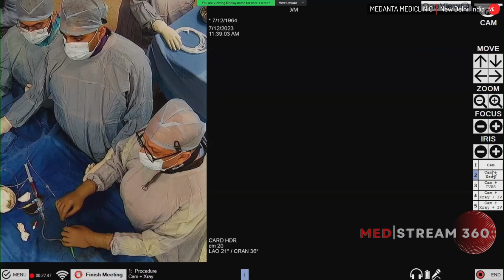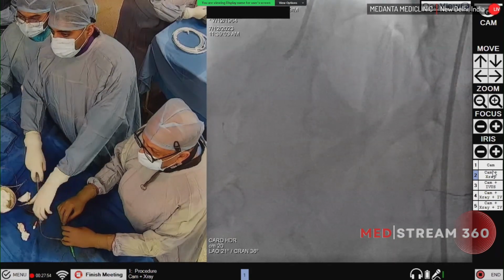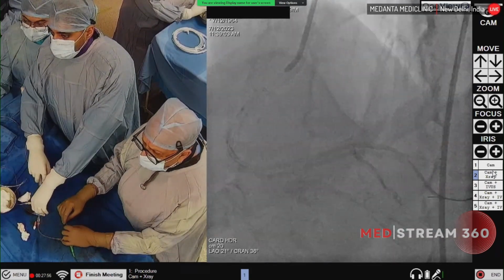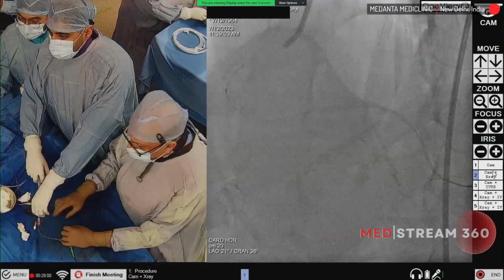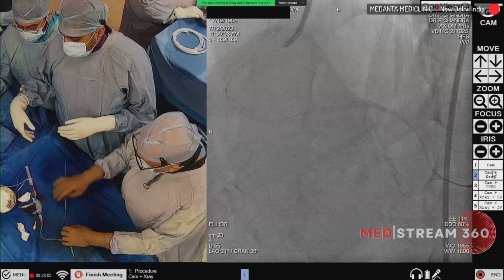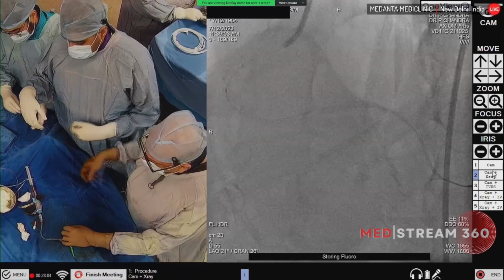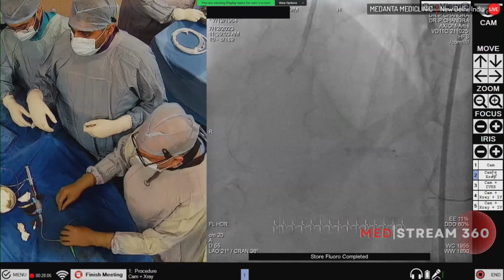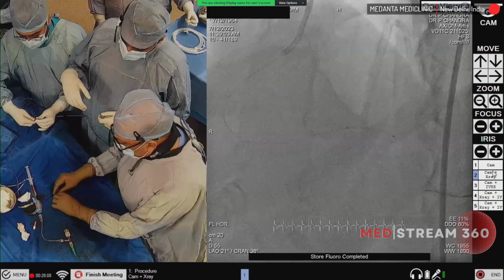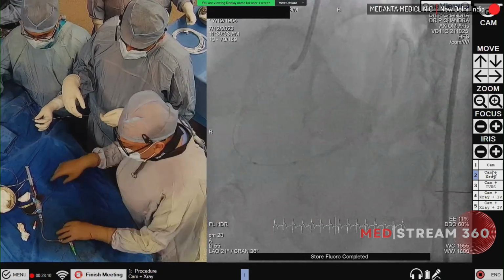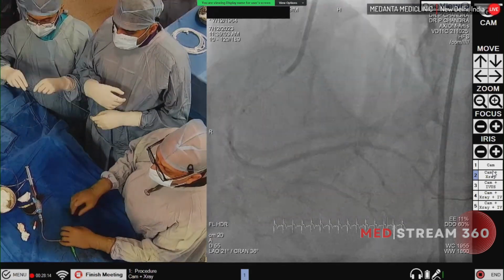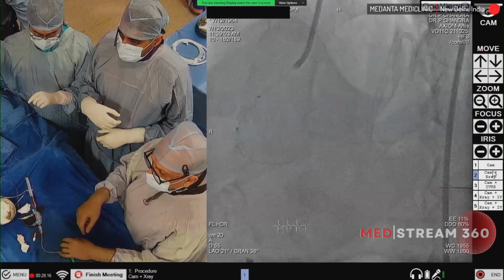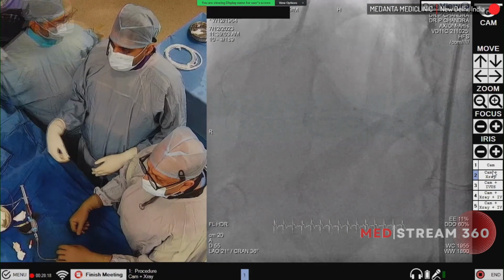Deflate, please. I'll also check this now. The length of this lesion, certainly not big. Okay, just store it. We don't need to dilate with this balloon because the lumen is already okay. And there we are. So you see that this lesion is well treated now.